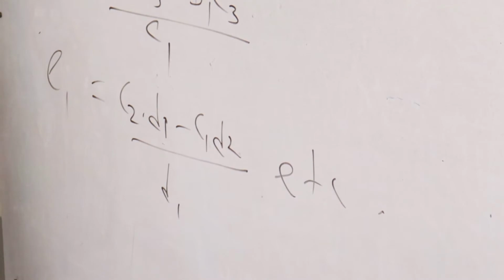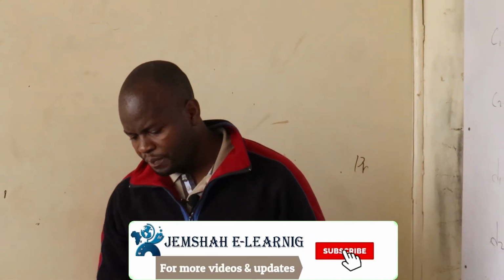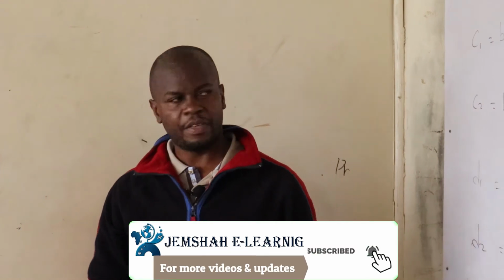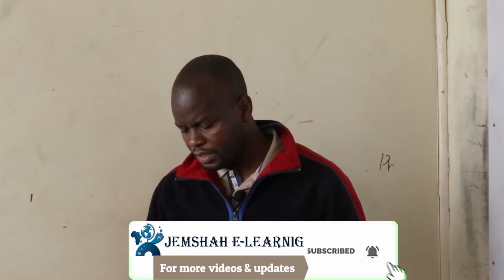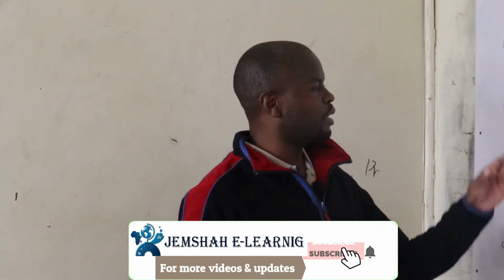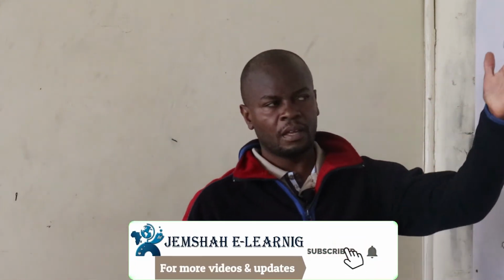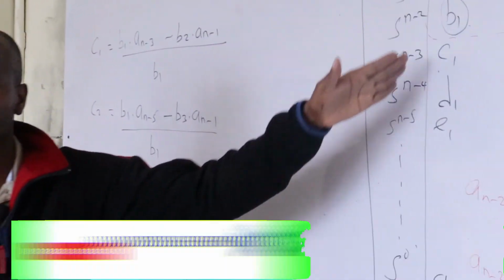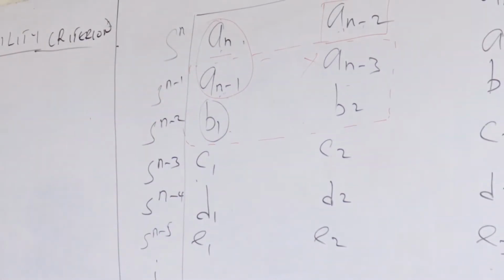So after you have completed all the arrays, from there you are going to look at the first column. If all the coefficients in the first column are positive, then the system is stable. Are we together? You are only going to look at what is in the first column. Should all of them be positive, then we can say that the system is stable.